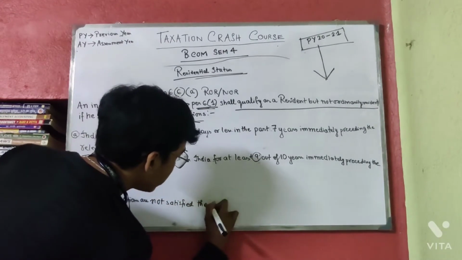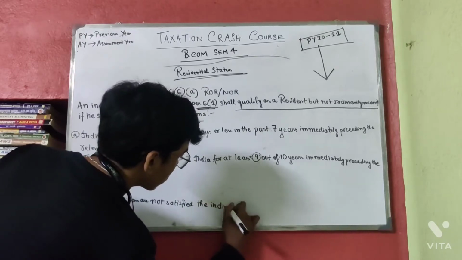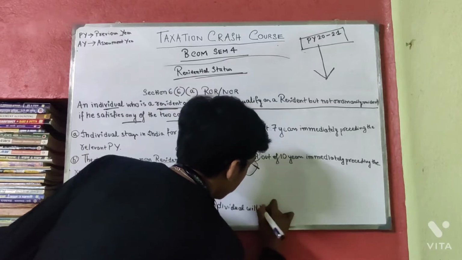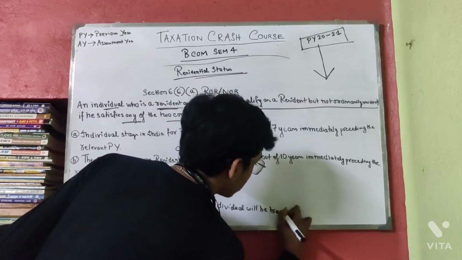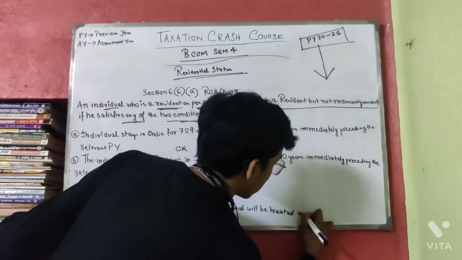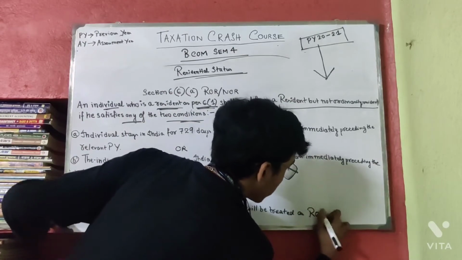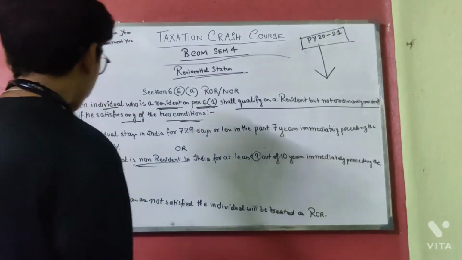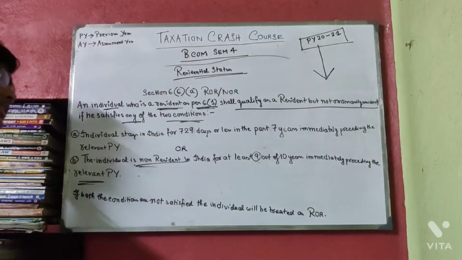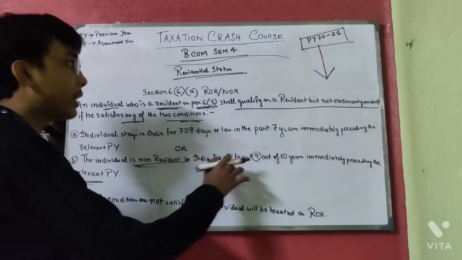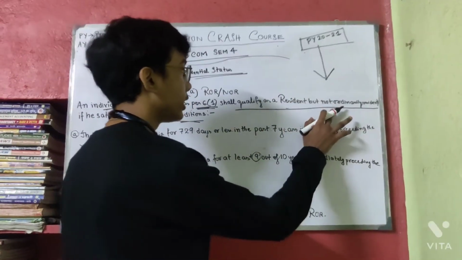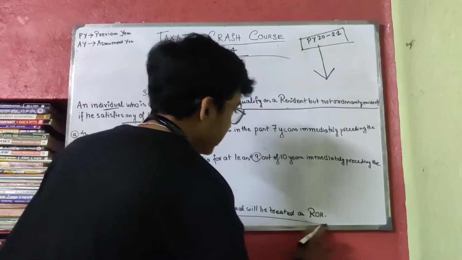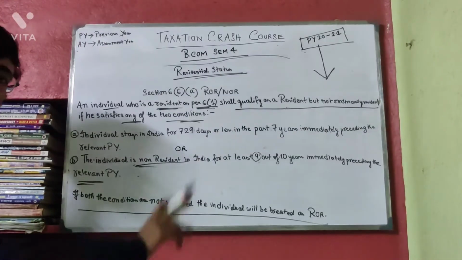the individual will be treated as ROR. ROR means resident and ordinary resident. Here, if any of the two conditions is satisfied, you can directly call him a resident but not ordinary resident. But if both the conditions are not satisfied, then he will be directly treated as ROR. You can also take it the other way around.